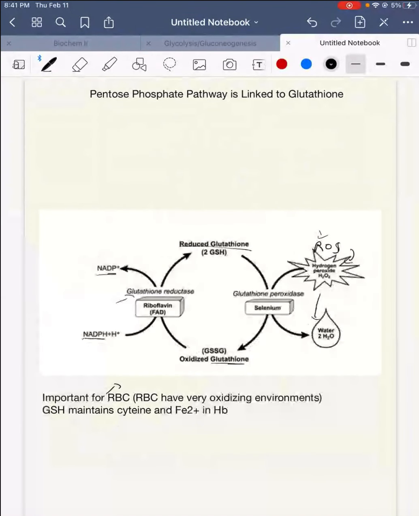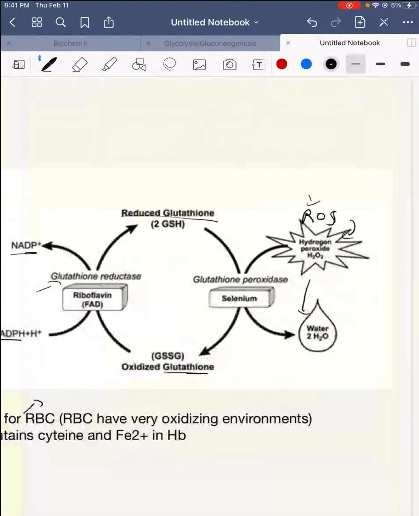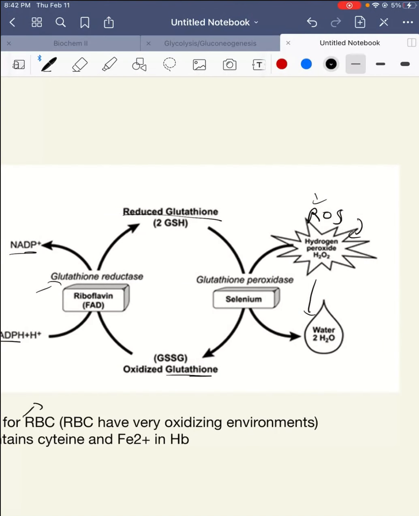So we need a way for them to get reduced. We need to reduce reactive oxygen species so they don't cause a lot of damage. The first enzyme we have is glutathione peroxidase, and what this enzyme does is it takes glutathione, and glutathione gets oxidized, and in that process, our reactive oxygen species get reduced. So we reduce the reactive oxygen species, and in the process, glutathione becomes oxidized.